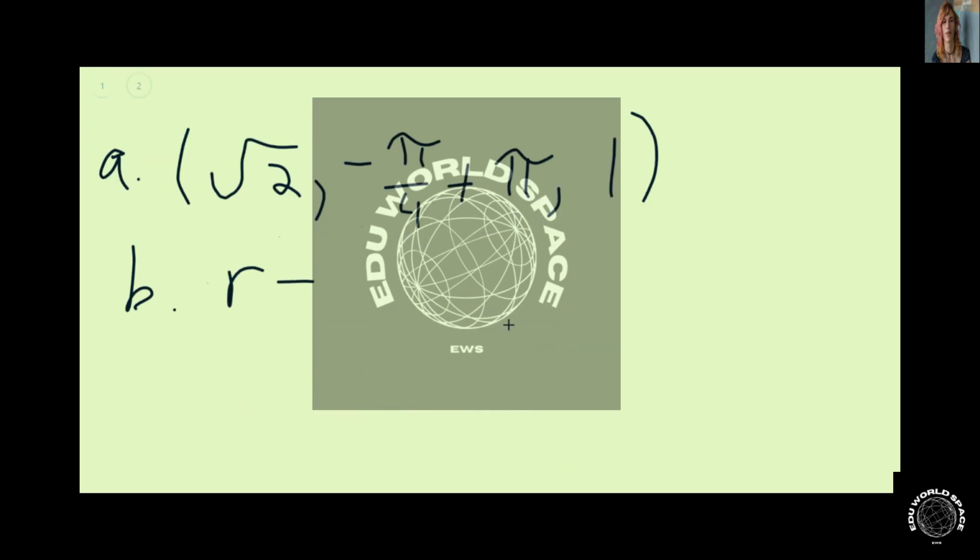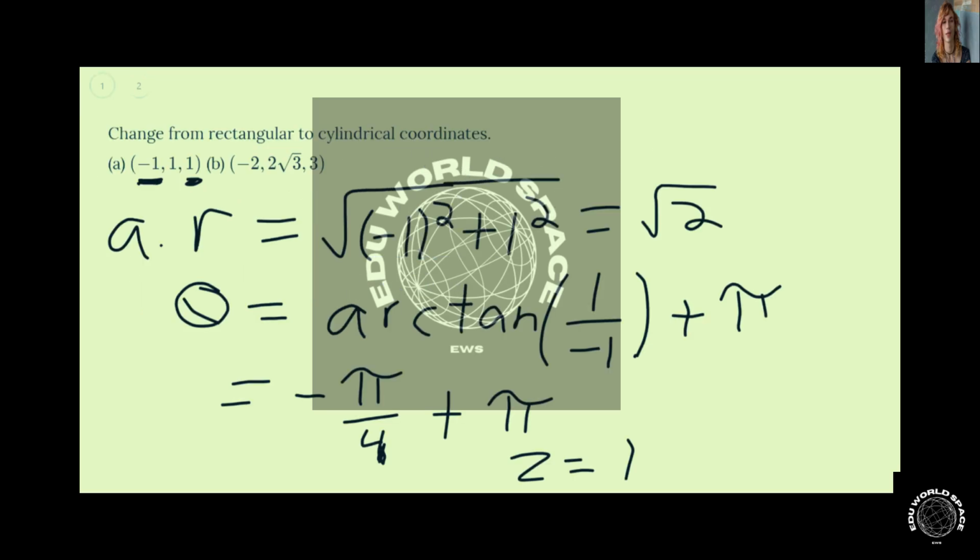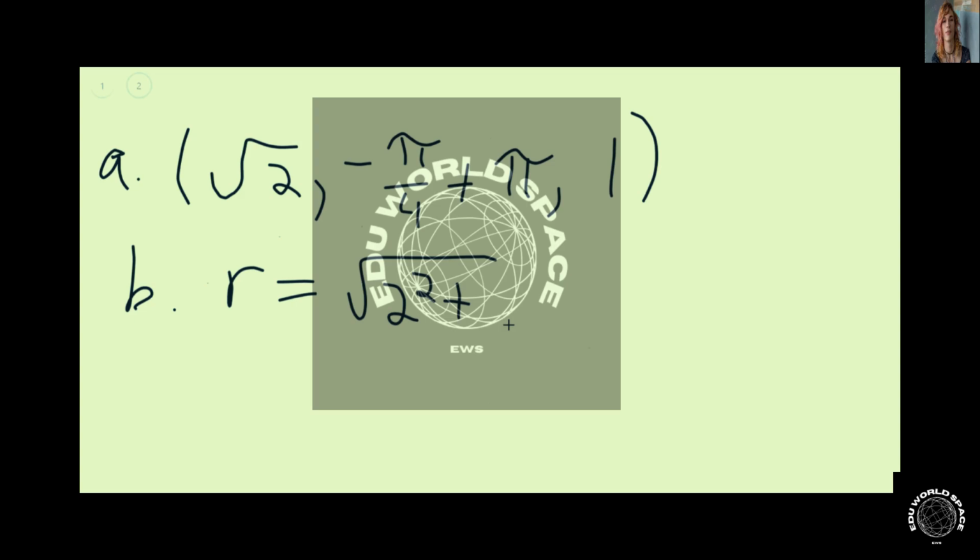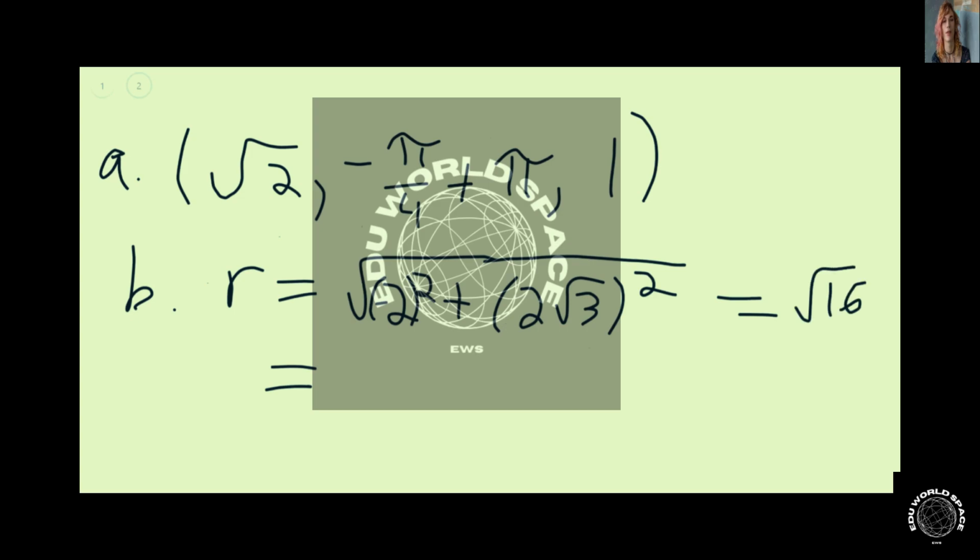So r, we do the square root of 2 squared, well, square root of minus 2 squared, but that's the same thing as square root of 2 squared, plus 2 root 3 squared. So I'll put a minus sign in here so people aren't confused. So it's the same thing as before, square root of x component squared plus the y component squared. So this is going to turn out to be the square root of 16, which is just equal to 4.